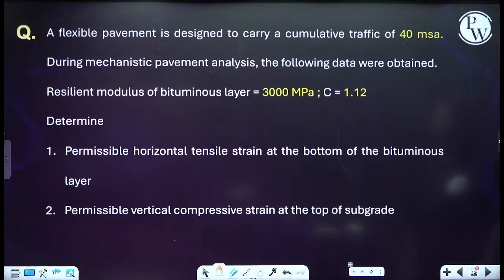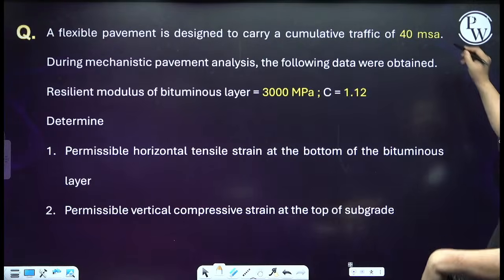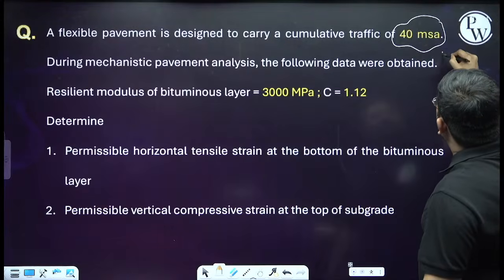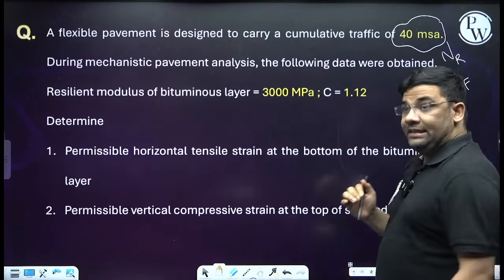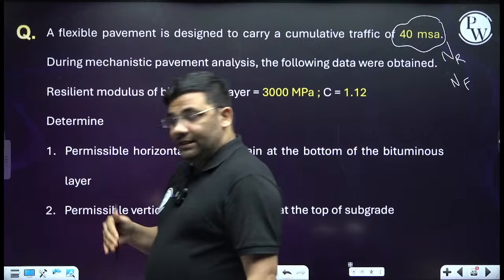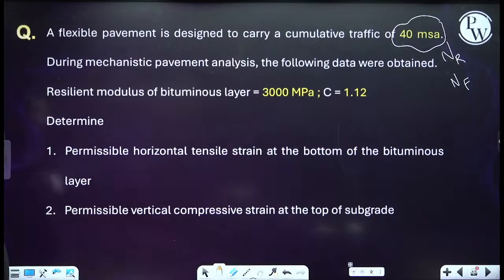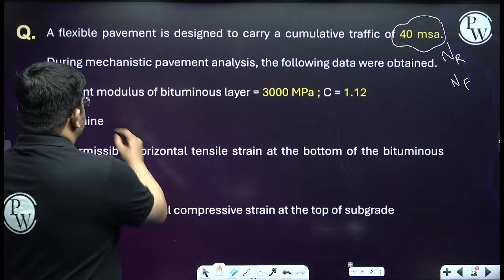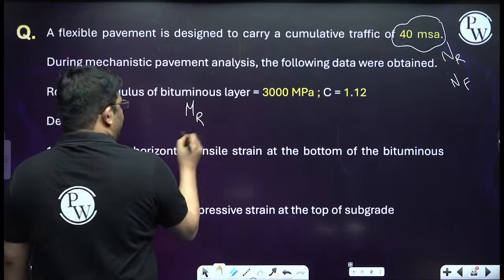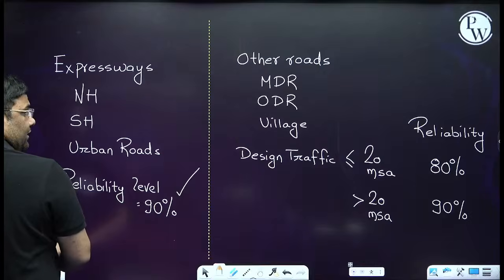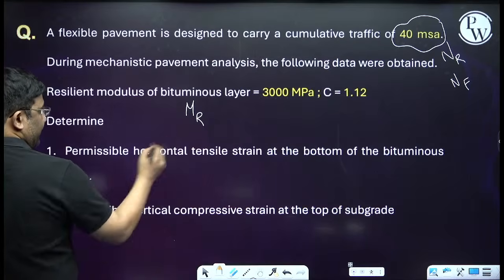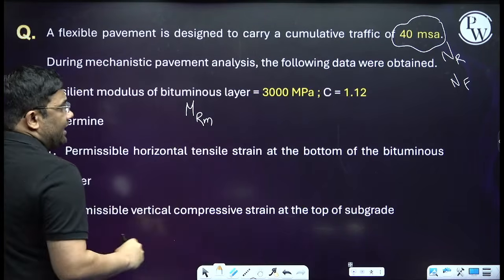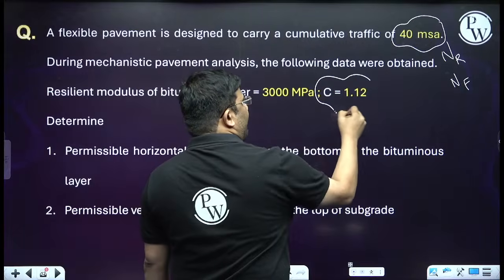A flexible pavement is designed to carry a cumulative traffic of 40 MSA, million standard axles. So this is that N given. This is NR also, this is NF also. When I am considering rutting, it becomes NR. When I am considering fatigue cracking, it is NF. And the resilient modulus MRM is given to us as 3000 MPa, and the correction factor is given as 1.12.